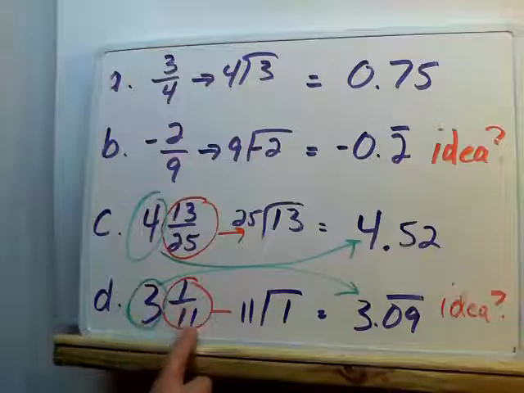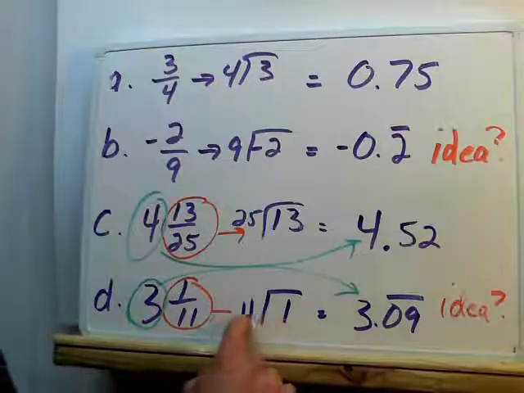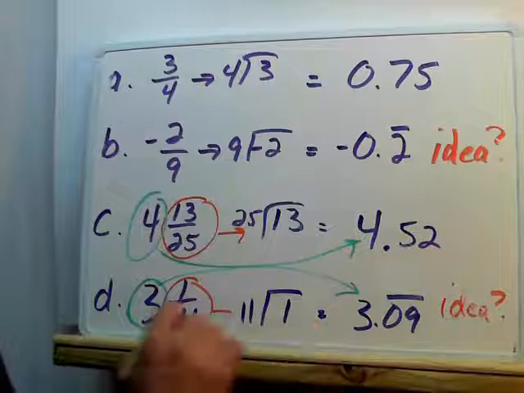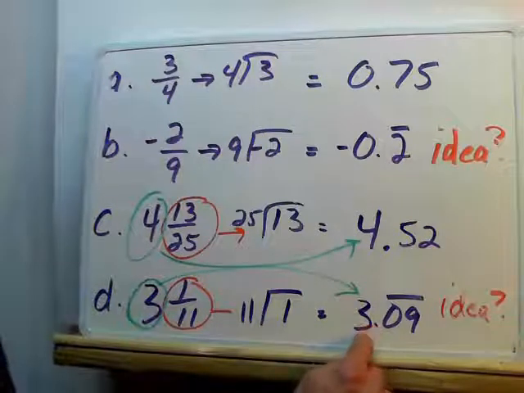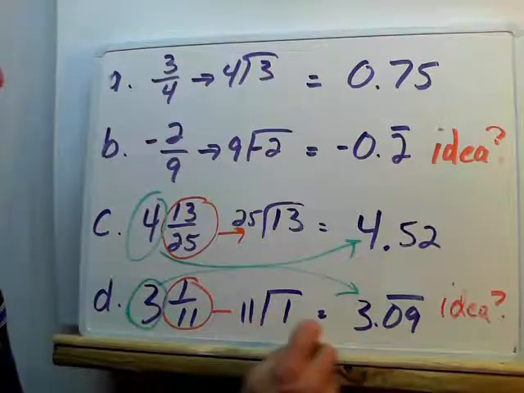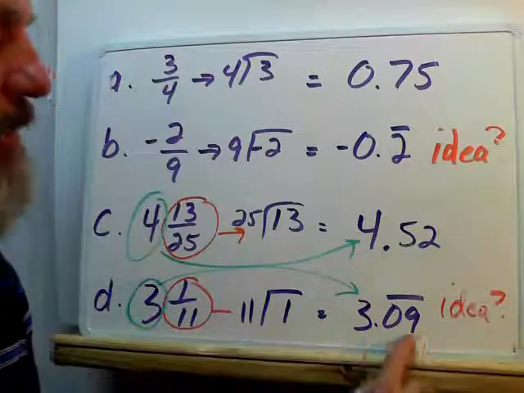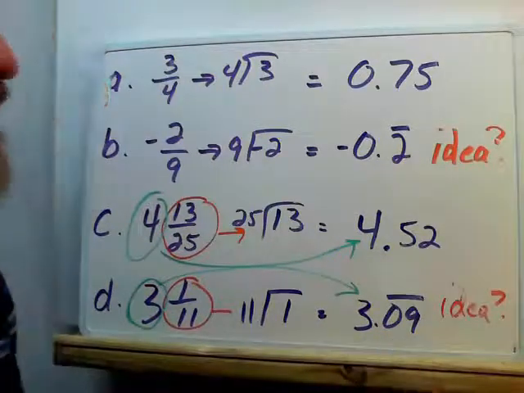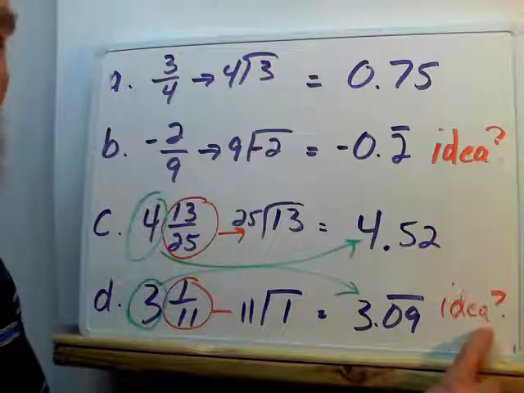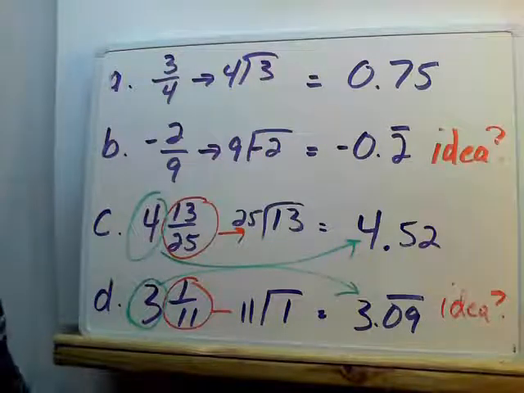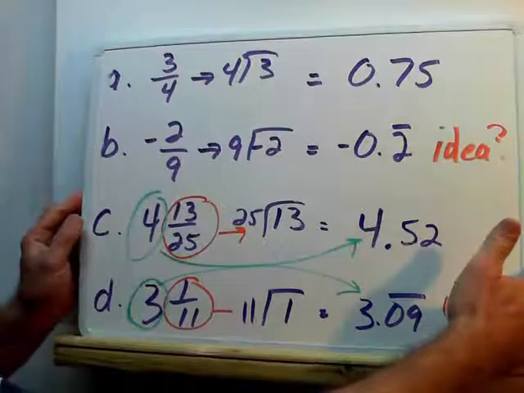Lastly, letter D. We have 3 and 1/11. So it's going to be 1 divided by 11, and we're going to carry the 3, and if you put this in a calculator, you get 0.09 repeating. So again, you get 0.09 repeating, and I want you to think about it, whether or not you get an idea here, and I believe we will come back to this one in a little while.